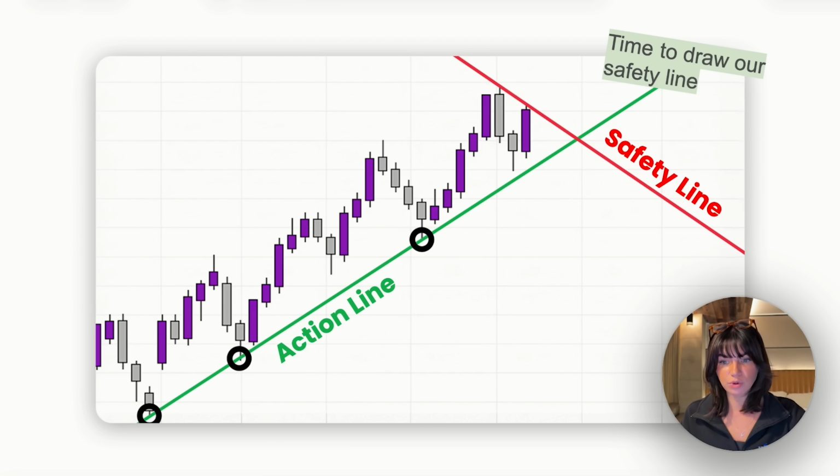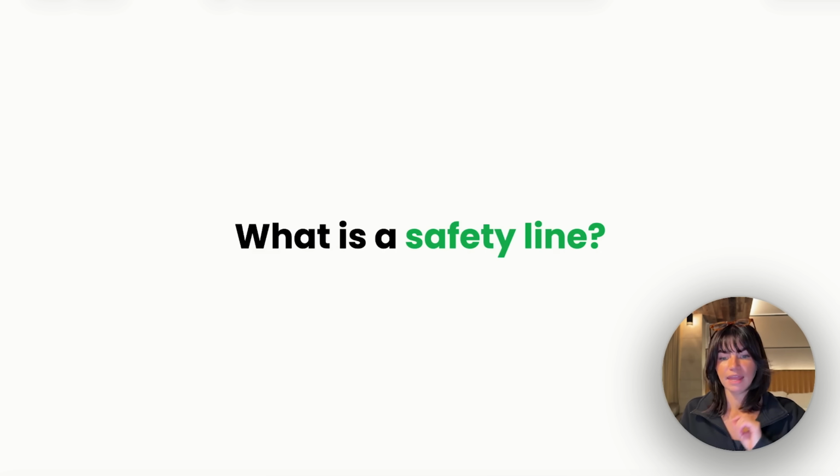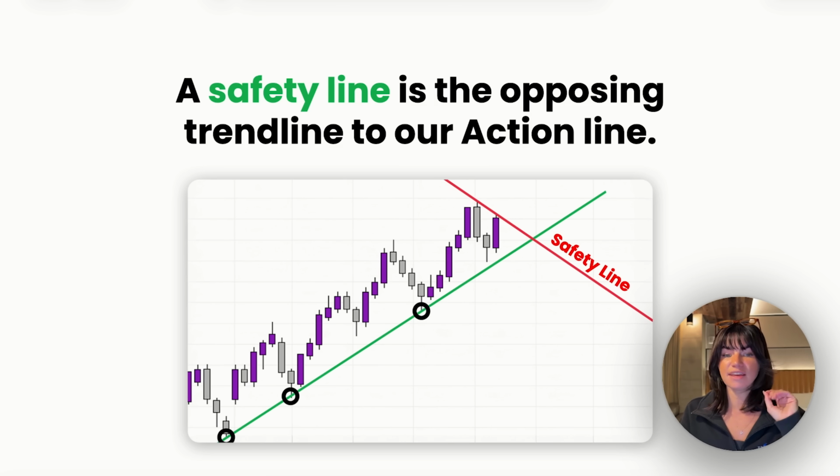Now, what we also need to do is make sure that we have our safety line drawn. What is a safety line? A safety line is the opposing trend line to our action line. And the safety line is very self-explanatory as well, very literal. This safety line keeps our capital safe. You could call it your exit line, your safety net, your safety line, whatever you want to call it. But this right here is what mitigates our risk, what manages our risk, and what is our deciding factor when to close a trade. It is always going to be the opposing trend line to the action line.